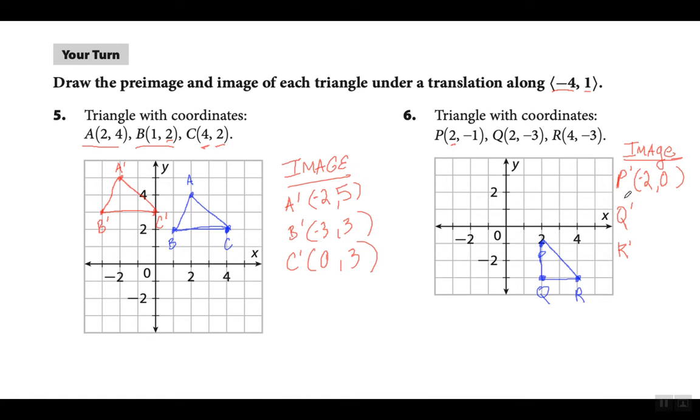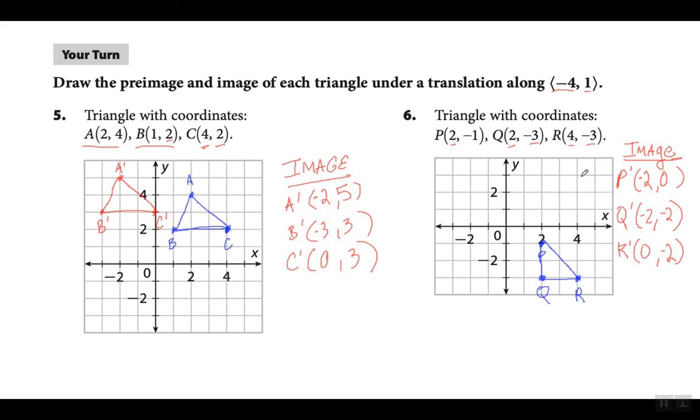Now I'm going to do the same thing to get Q prime. So Q, the x coordinate is 2. Whatever x is, I got to subtract 4 from it. So again, 2 minus 4 is negative 2. And the y coordinate is negative 3. I got to add 1 to it. So negative 3 plus 1 is negative 2. And to go from R to R prime, R is positive 4. So I got to do 4 minus 4 to get 0. And the y coordinate is negative 3. Negative 3 plus 1 is negative 2.